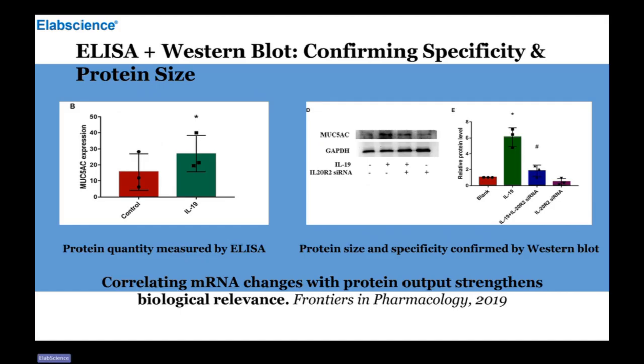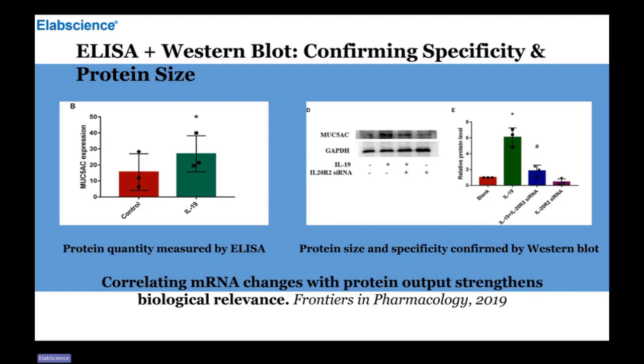ELISA also measures the protein levels, but cannot confirm the molecular size of the detected protein. So Western blot experiments complement ELISA by verifying that the signal corresponds to the correct protein band, ensuring specificity. In this study example, ELISA shows increased MUC5AC protein levels in the primary human nasal epithelial cells, which were treated with recombinant human IL-19.